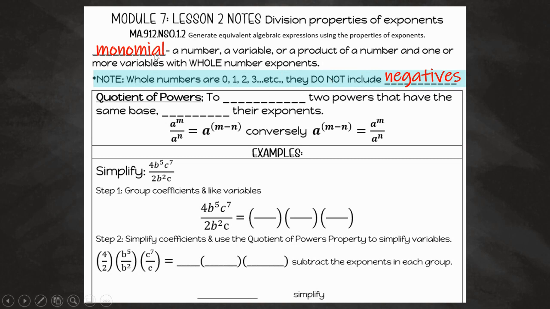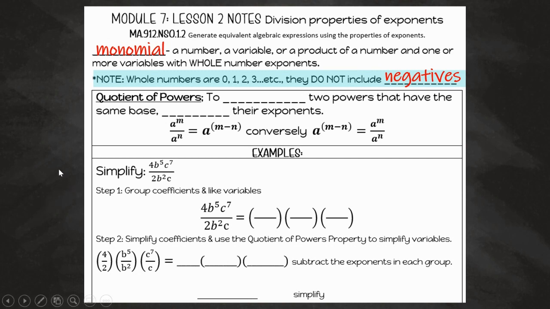So what this is saying as a monomial is that you only have a monomial if you have a variable or a product of a number and one or more variables with a whole number exponent. So it can't be a negative exponent, it can't be a fraction exponent or a rational exponent. It must be a whole number. If it has a negative, then it's no longer a monomial. So that's just something to keep in mind before we actually get to our polynomials module, because I do keep throwing that word out there and I want you to understand what it is.